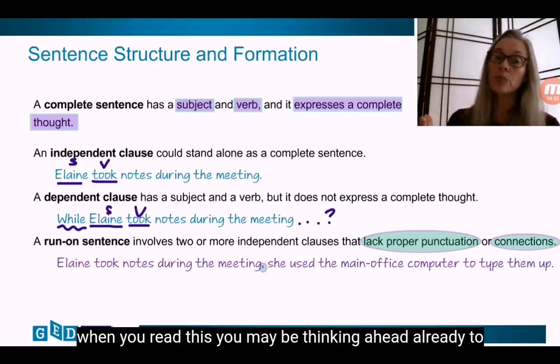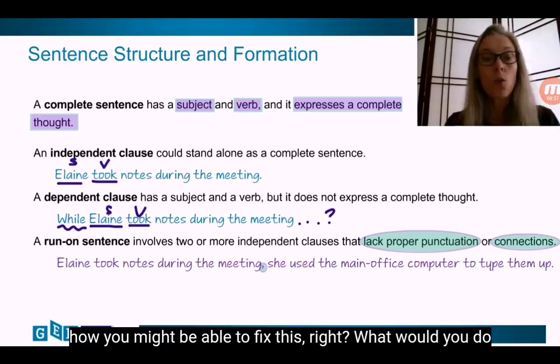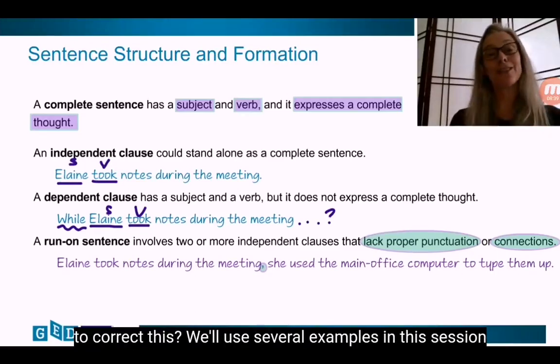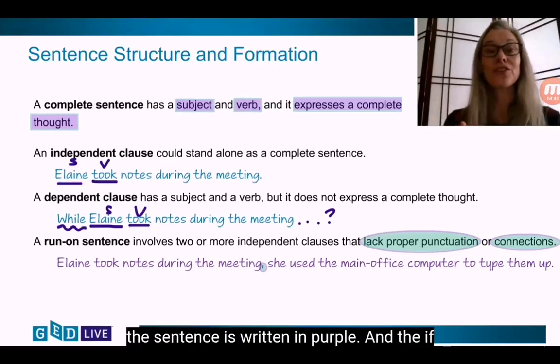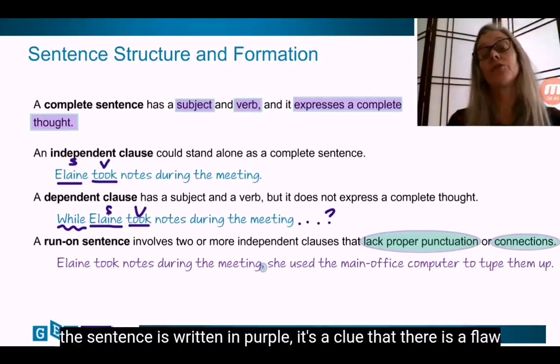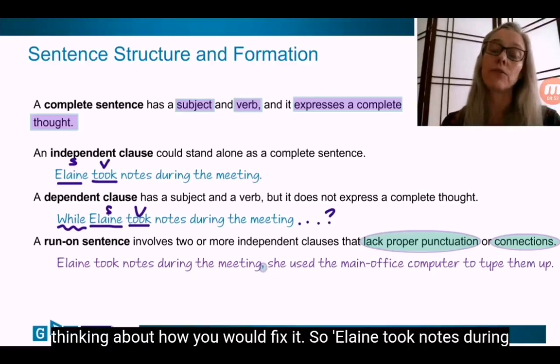And when you read this, you may be thinking ahead already to how you might be able to fix this. What would you do to correct this? We'll use several examples in this session where you'll see that the sentence is written in purple. If the sentence is written in purple, it's a clue that there is a flaw here. And so as soon as you see such a sentence, you can start thinking about how you would fix it.